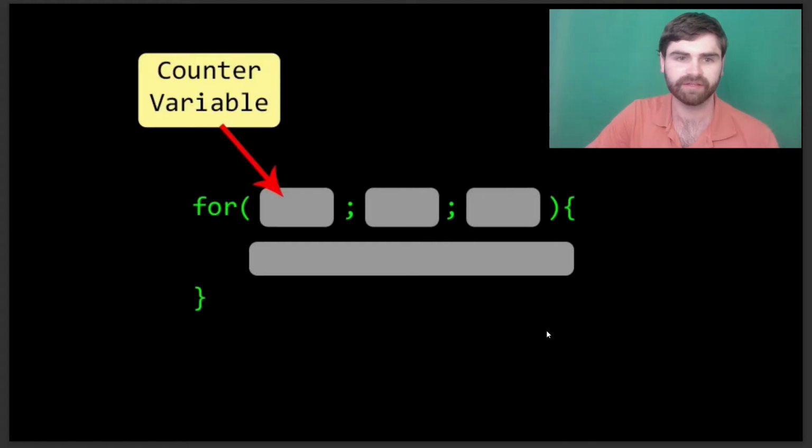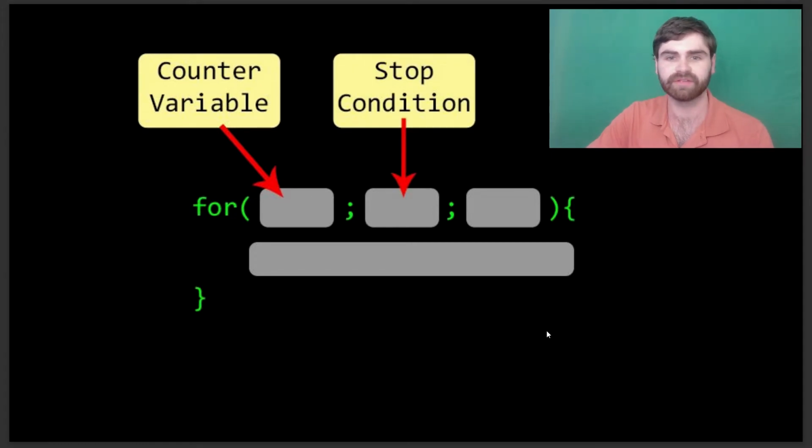The first of these is going to be your counter variable. So this is going to be whatever is keeping track of what number you're on. Typically by convention we'll use i, but you can call it whatever you want. Then this second one is going to be the stop condition, when you want to stop looping. Usually it's going to involve something to do with the counter variable, but it doesn't have to.